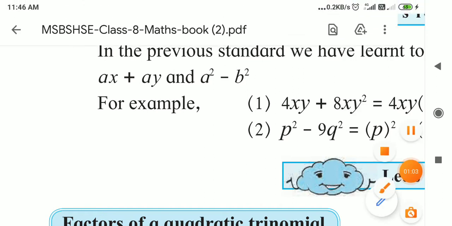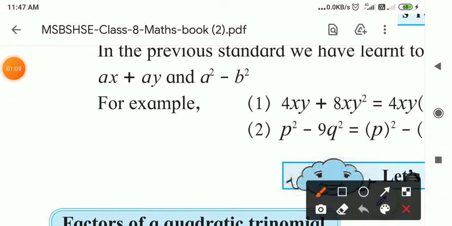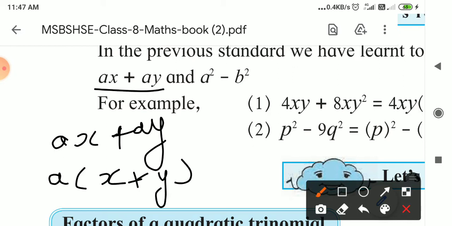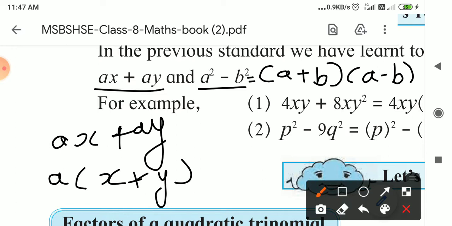How do we factorize ax plus ay? Here, in ax plus ay, a is common in both terms, so we get a into x plus y. So the factorization of ax plus ay is a times x plus y. Then a square minus b square, its factorization, all of you know that. I hope you learned all this, because many times I have taken a plus b and a minus b.